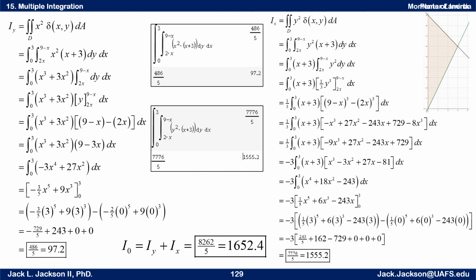Add those two together in fraction form, that's 8,262 over 5, or in decimal form, that's 1,652.4, which is the moment of inertia about the pole, the polar moment of inertia. All right, that's moments of inertia.